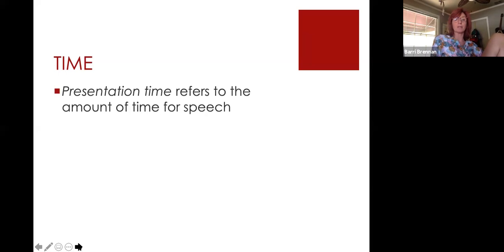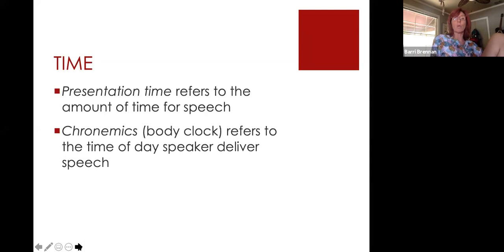Time of day. There's a word for time of day: chronemics, the body clock. Think about what time of day would be the best time to engage your audience. It's actually after breakfast and before lunch, the time of day that most people are most awake and aware and interacting. The worst time of the day to give a speech is in the mid-afternoon, between 2 and 4 o'clock, because people are tired.